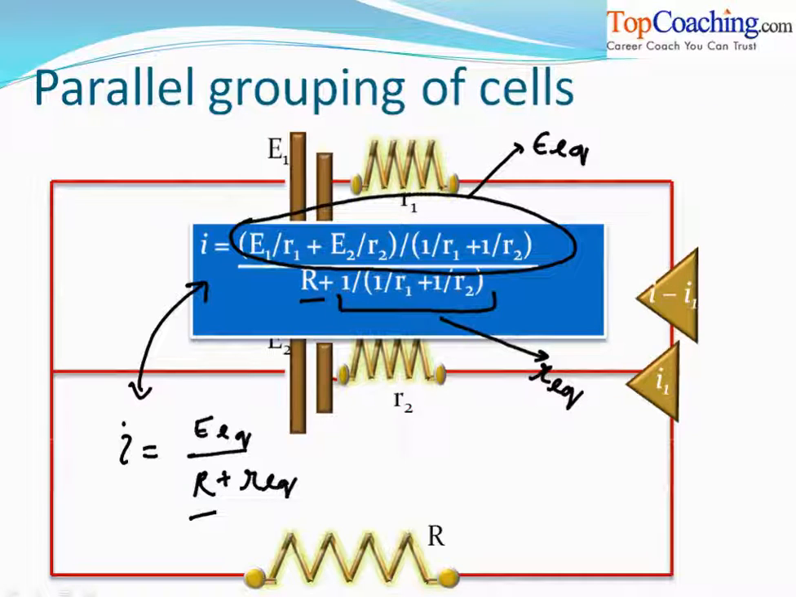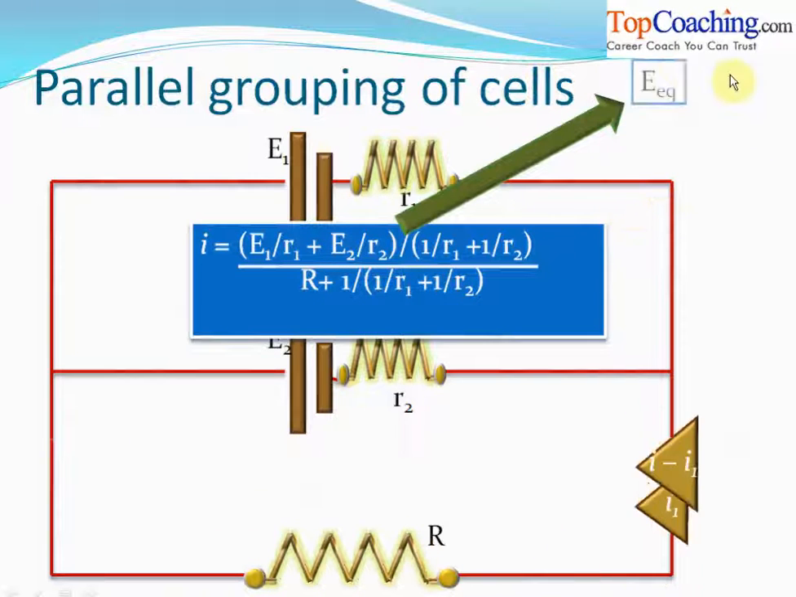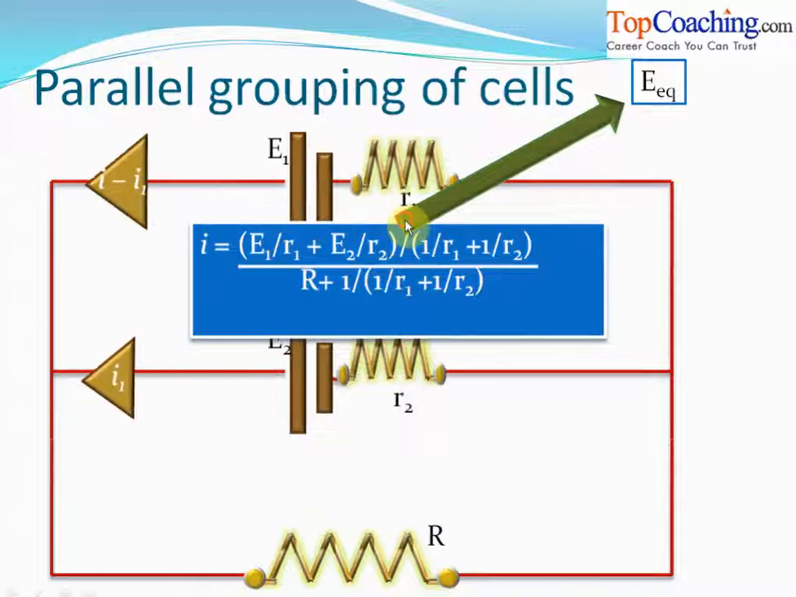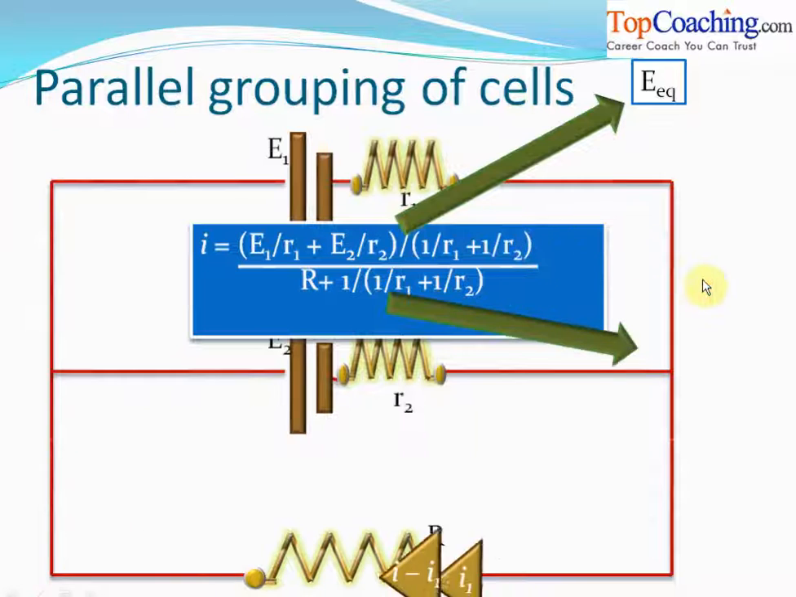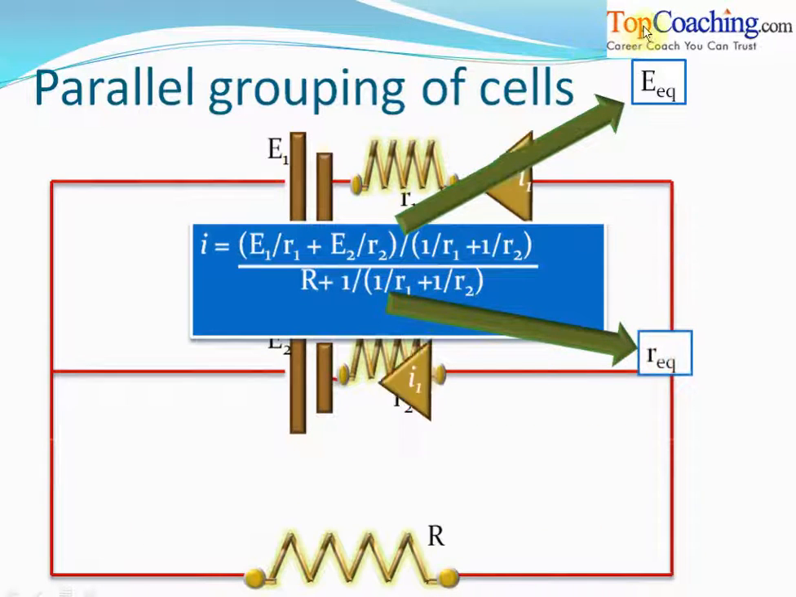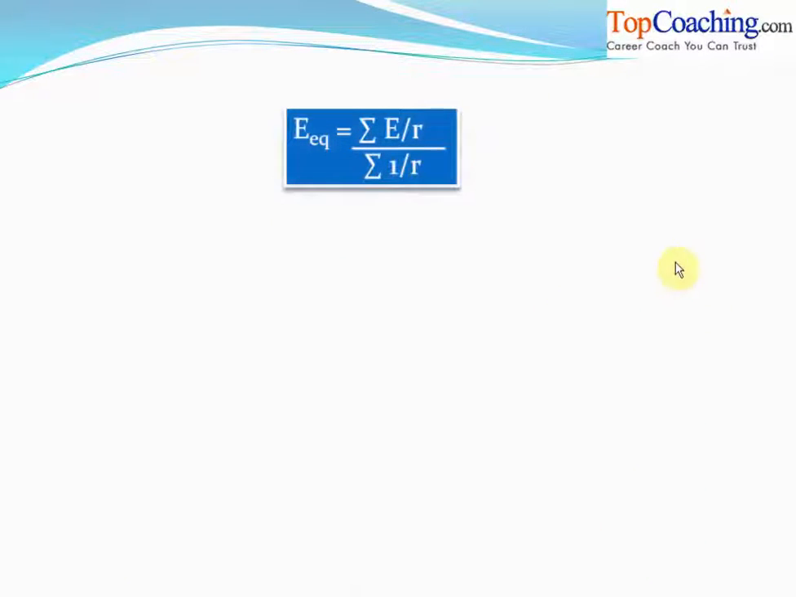Therefore, when we equate both these expressions, we get the value of E equivalent as this expression, and we get the value of R equivalent, the internal resistance of both the batteries combined, as this expression. In general, we can say that E equivalent for any number of batteries in parallel is sigma E by R divided by sigma 1 by R.